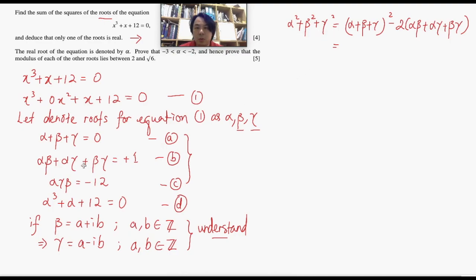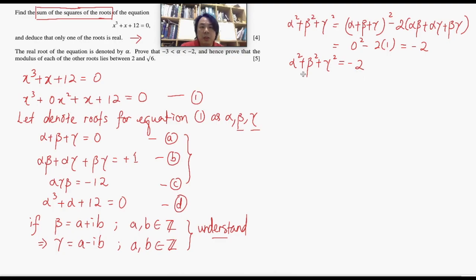So for the sum of squares of the roots, we have the sum of products, which is 1 here, and then we have the sum of all the roots, which is 0. So that will be 0 squared minus 2 times 1, which ends up as negative 2. So here we can write alpha squared plus beta squared plus gamma squared as negative 2. Alright, so we have managed to find the sum of squares of the roots here, which is negative 2.